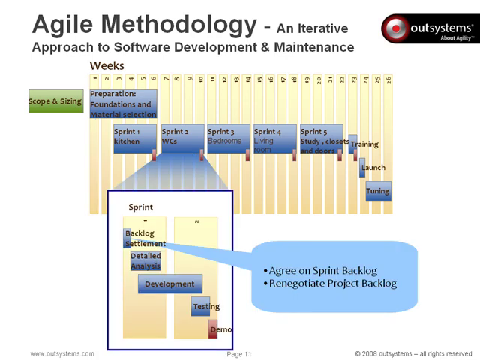Taking into account prior feedback, each sprint starts with the backlog settlement. The most valuable items that fit in the sprint are selected first, and the overall project backlog is negotiated respecting the time box.